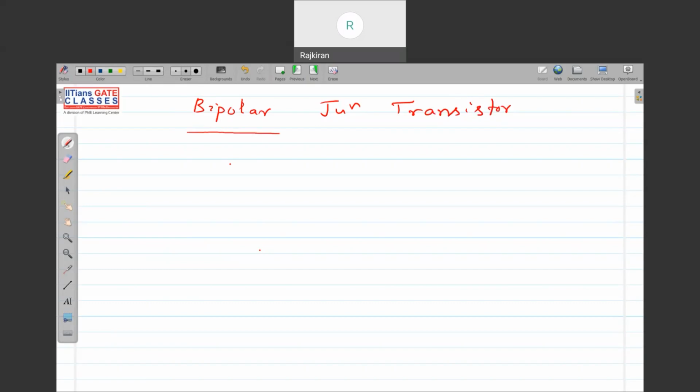Okay, this is the topic, right? This is our first three-terminal device, wherein we will see how it operates. So I could see your question.